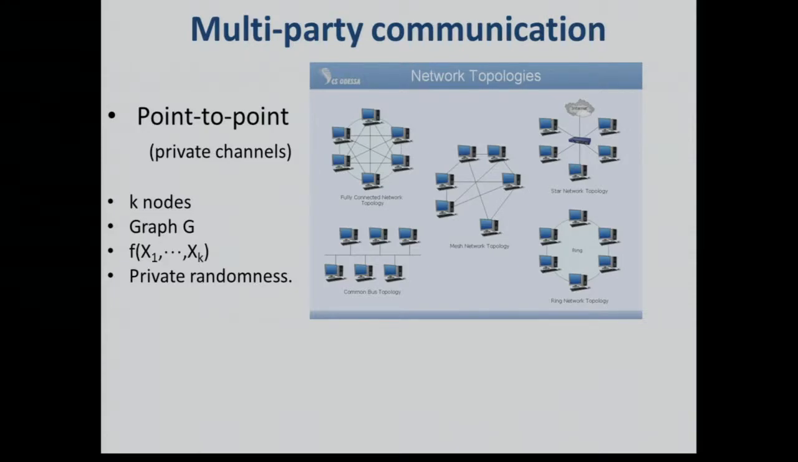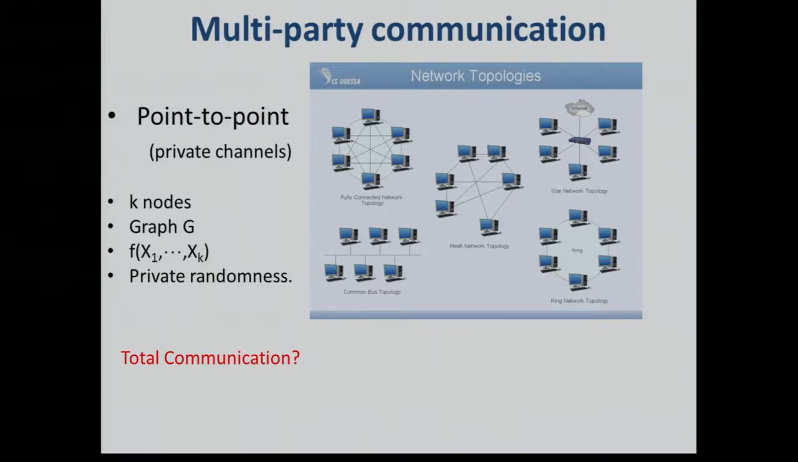Typically, there would be k nodes in the network which will have inputs, and there might be other nodes in the network which do not have inputs, but they may facilitate in the computation somehow. And there's an underlying graph G, as I said, and these nodes want to compute a function f, which depends on those k inputs x1 to xk, and the players or the nodes have private randomness. So this is the model that I'm generally interested in.